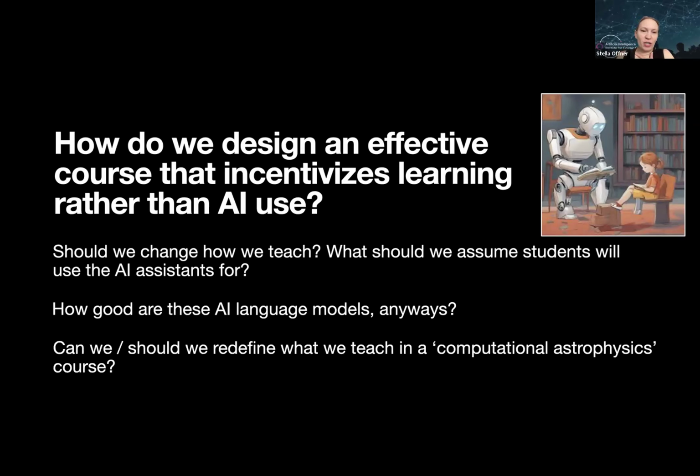And then there's a third question, which I want to touch on, a little bit removed from the topic, but is important. Can we and should we redefine what we teach in computational astrophysics, given what AI can do? Is there a new definition for what's included under the umbrella of computational astrophysics? So I want to start with this one.